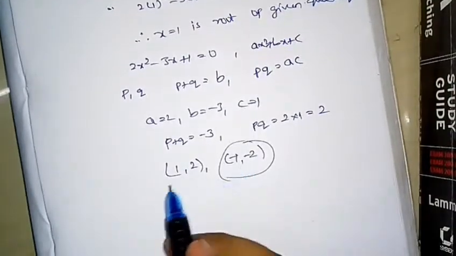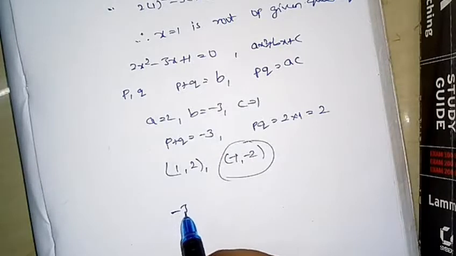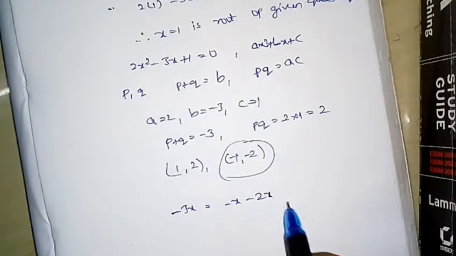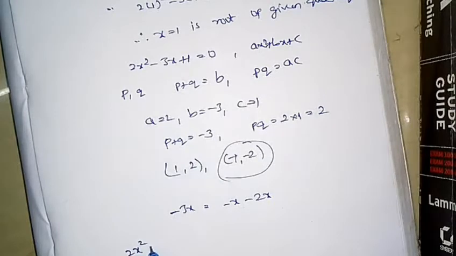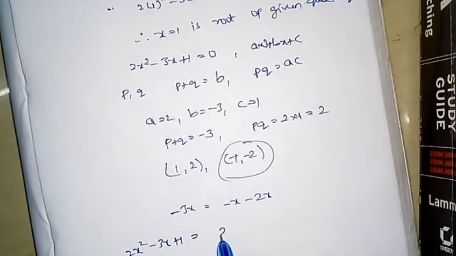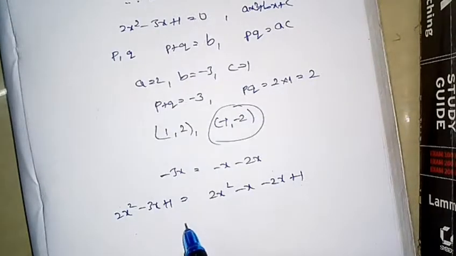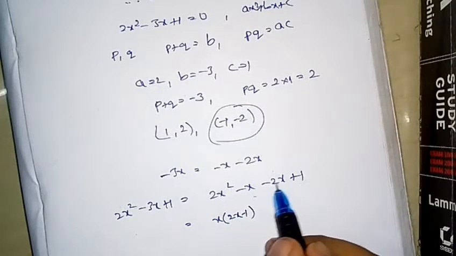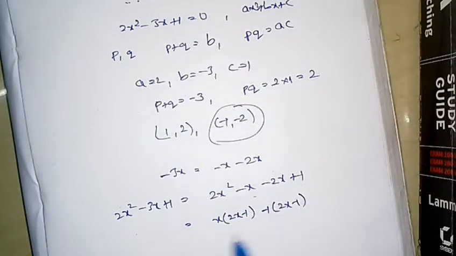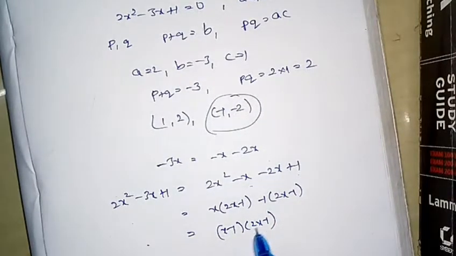Now let's use minus 1 and minus 2. Let's split minus 3x as minus x minus 2x. Now 2x square minus 3x plus 1 can be written as 2x square minus x minus 2x plus 1. Here you can take x common, so it will be x into 2x minus 1. Here you can take minus 1 common, you get minus 1 into 2x minus 1. Now grouping together, you get x minus 1 into 2x minus 1, and this is equal to 0.